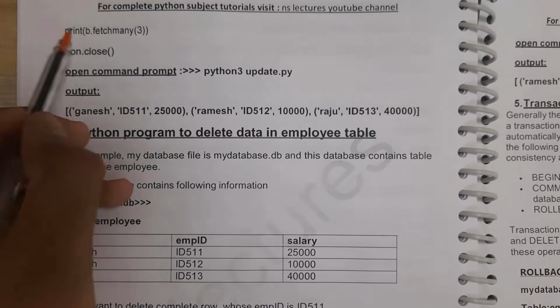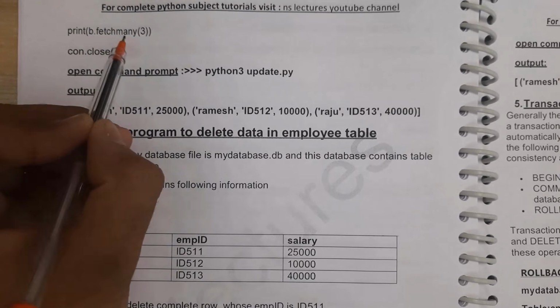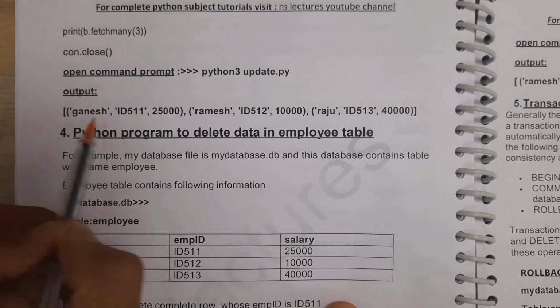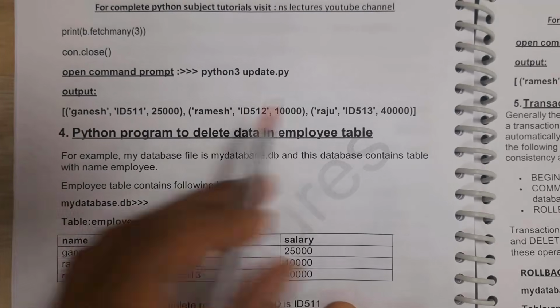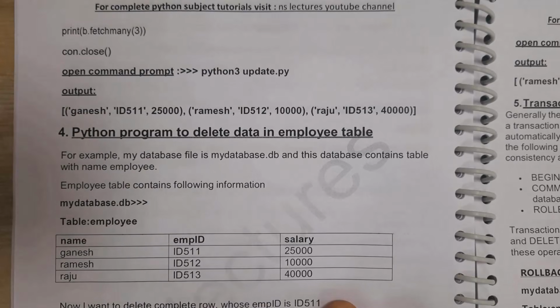So just write print, employee table data is present in variable b. So just write here b.fetchmany(3), so it will read the first 3 rows. So I'll get output. It changed the name Sai to Ganesh. So I'll get output Ganesh, ID 511 and 25,000 and so on. This is my output. After performing all these operations, at last we need to close our database.